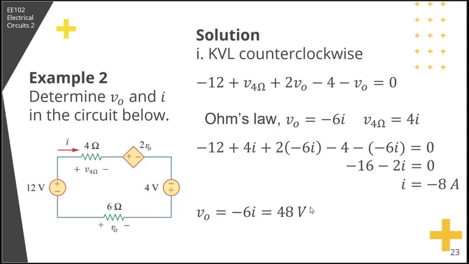Okay? So the I that is negative means that this is not the actual direction of the current flow. This clockwise direction is not the direction of the flow of positive charges, but rather the opposite. That is, the flow of your positive charges, the flow of your current, should be counterclockwise. Okay?